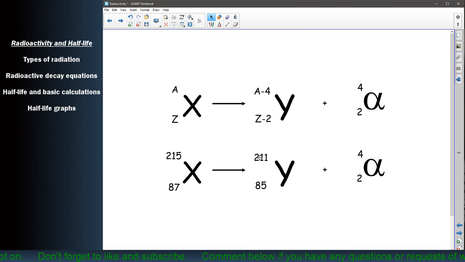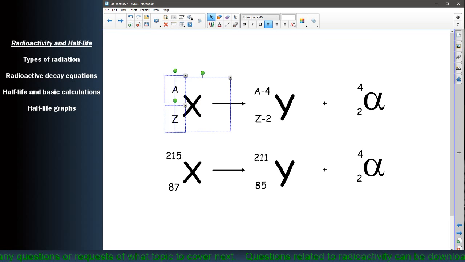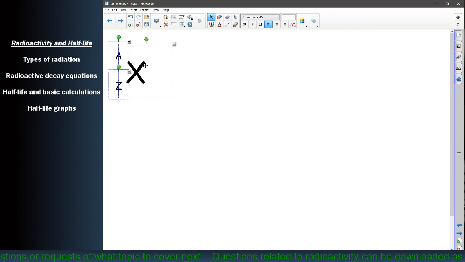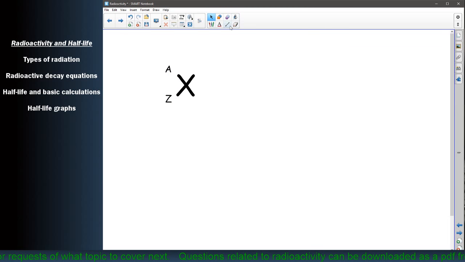It should be the case that the mass numbers on the right hand side of this equation add up to the mass number on the left hand side, and the same is true for the proton number. So 215 equals 211 plus 4, and 87 equals 85 plus 2. In exactly the same way, let's take our material A, Z, X here, and let's have it undergo beta decay.